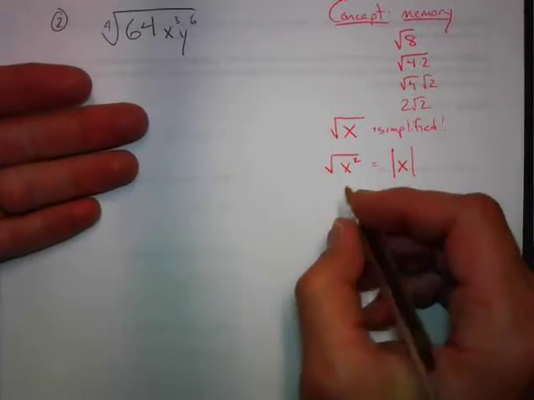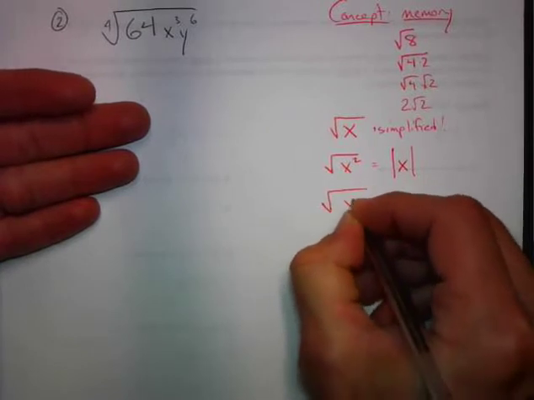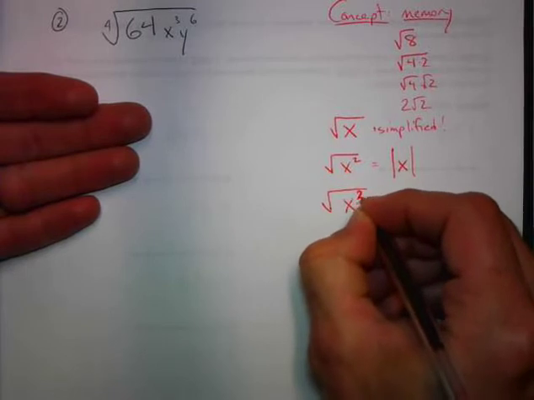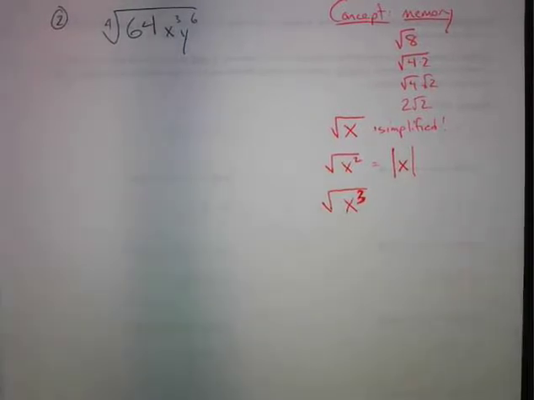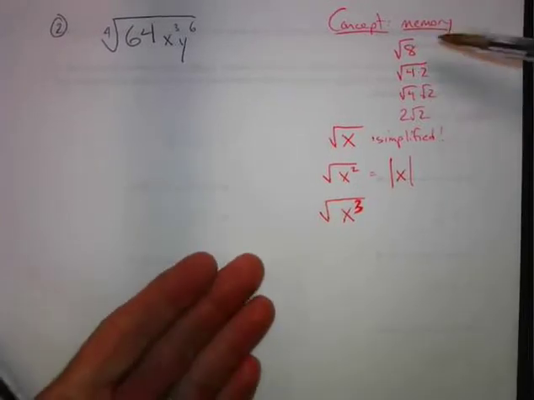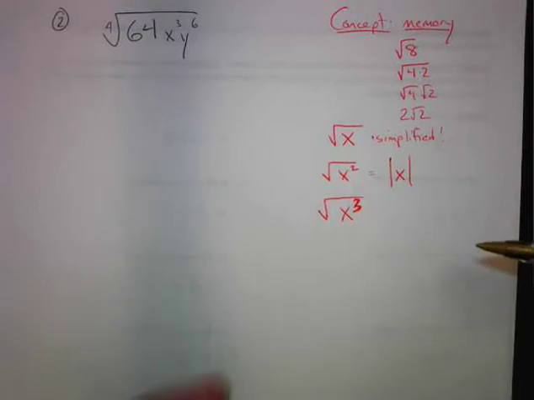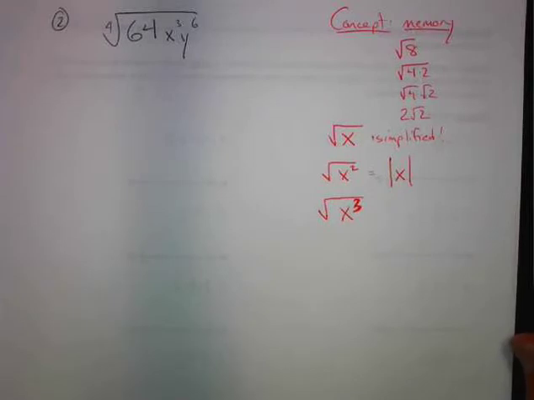Now, here's where things are going to get crazy. What would happen if we had the square root of, well, x to the 3rd power is what I meant to write. So what if we had the square root of x to the 3rd power? This is where stuff gets nuts. Now, remember what we did with the square root of 8, right? So you totally remember we had to look for perfect square factors. We could do the same thing with this.